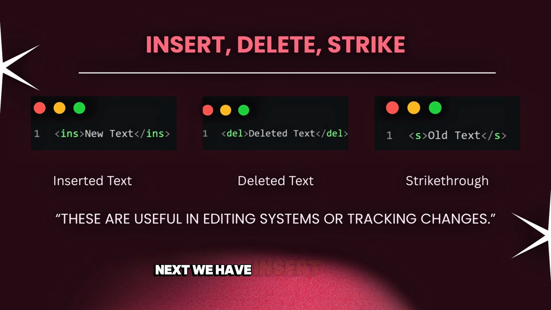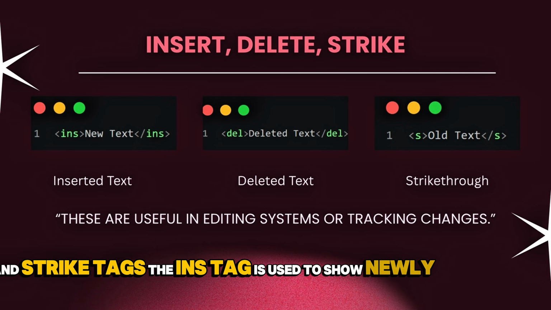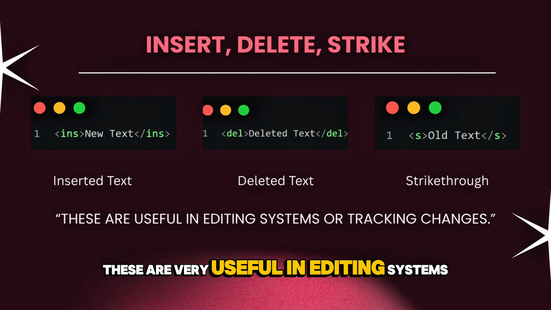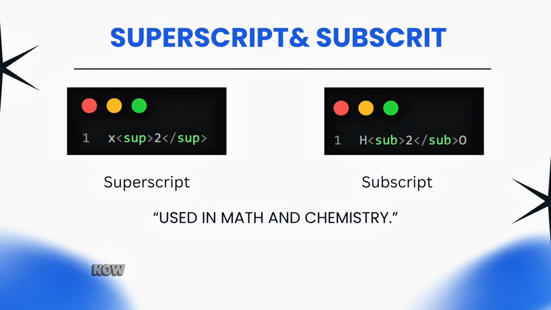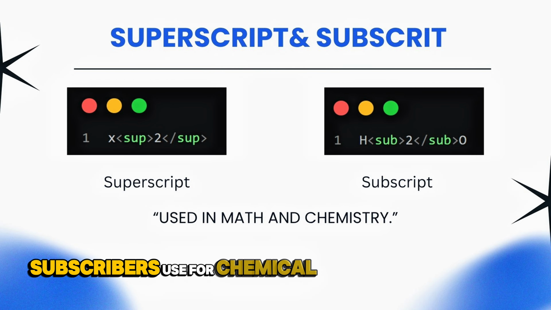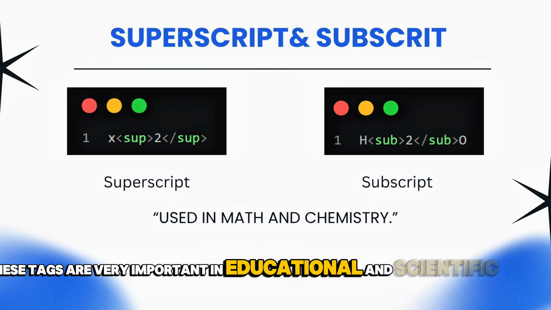Next, we have insert, delete, and strike tags. The ins tag is used to show newly added text. The del tag is used to show deleted text. And the s tag is used to strike through text. These are very useful in editing systems when showing changes in content. Now let's see superscript and subscript. Superscript is used for powers like x squared. Subscript is used for chemical formulas like H2O. These tags are very important in educational and scientific websites.